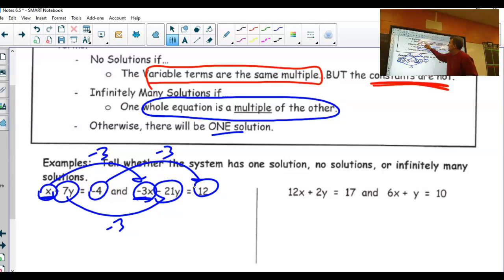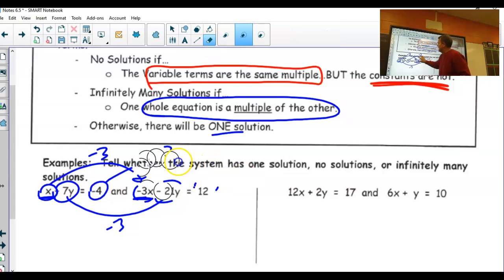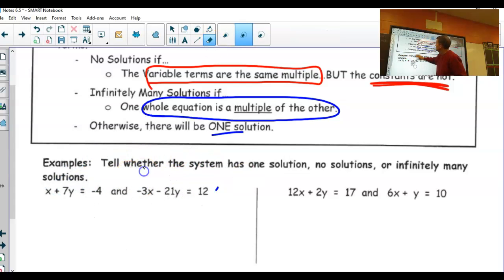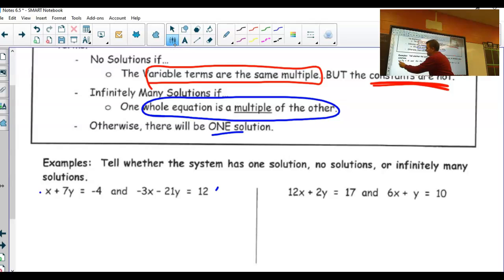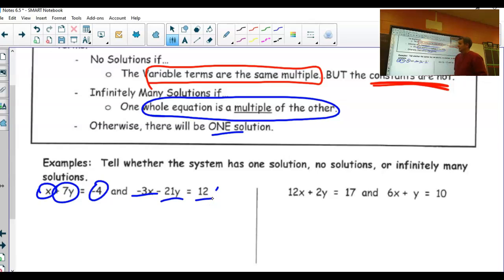The entire equation is a multiple of the first one. Everything in the first one got multiplied by negative 3, right? Negative 3 times x, negative 3x. Negative 3 times 7, negative 21. And negative 3 times 4 is 12. So if the entire equation is a multiple, this one has infinite solutions. And I don't even have to solve it.